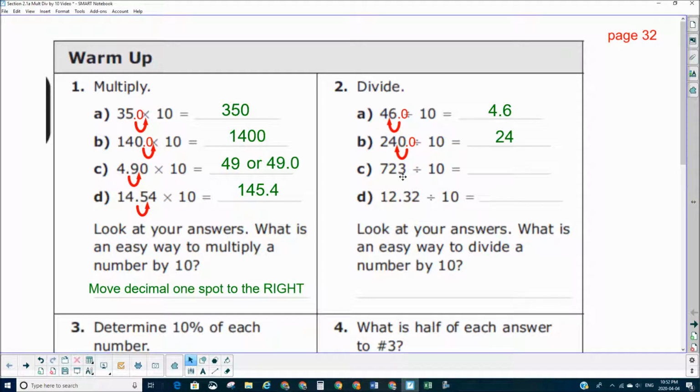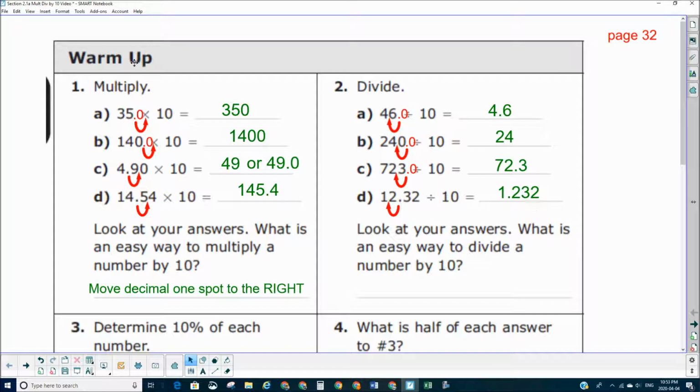So let's try this one then. 723. It's really 723.0. If we divide by 10, we move it one decimal place over here. I wonder if the answer is 72.3. Let's check that in our calculator. 723 divided by 10. Yep, it's 72.3. Then when we already have that decimal, the same thing, we move one decimal place to the left, and we're going to get 1.232.